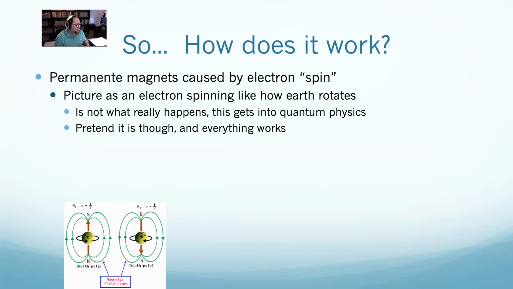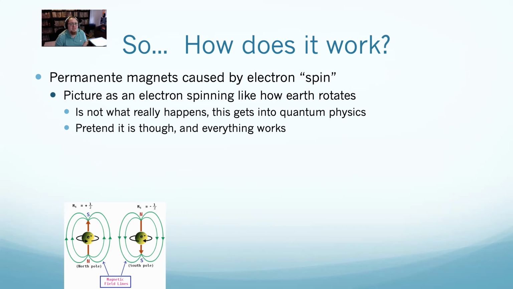Fun fact, this is not what's actually happening. Electrons cannot be viewed as solid balls. They're wave particles. It's much more complicated. This gets stupidly complicated, but here's the thing. If you pretend they're balls and spinning, all of the math works.